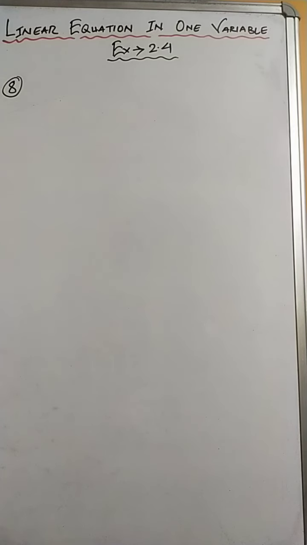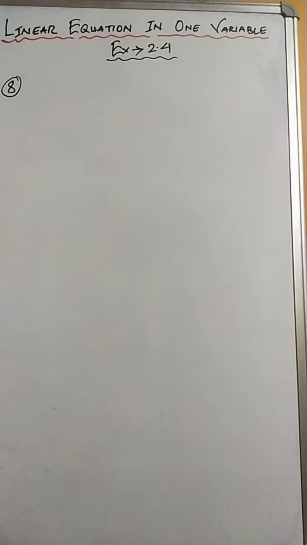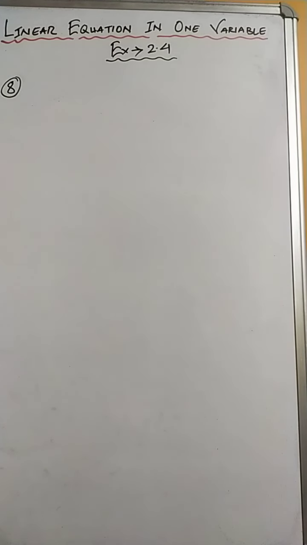Question number 8 says: half of a herd of deer. Now, what does a herd of deer mean? It is a collective form of deer. Suppose more than one deer have gathered in some place; in the collective noun we call that a herd of deer. So there are many deer in there. Half of a herd of deer are grazing in the field and 3/4 of the remaining are playing nearby. The rest, 9, are drinking water from the pond. Find the number of deer in the herd.